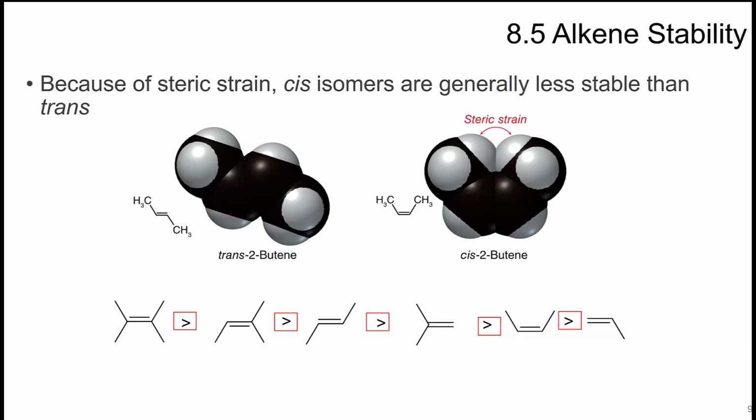Because of steric strain, cis isomers are generally less stable than trans isomers. So we can see the trans 2-butene. These methyl groups are very much out of the way of each other, but there's a lot of steric strain and overlap in the cis 2-butene. So what you're going to see here in alkene stability, the most substituted alkene, which has 4 groups coming off of it, is the most stable.